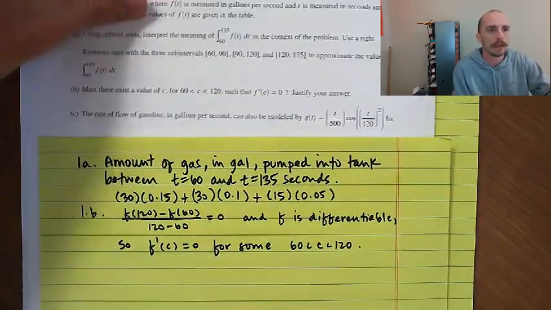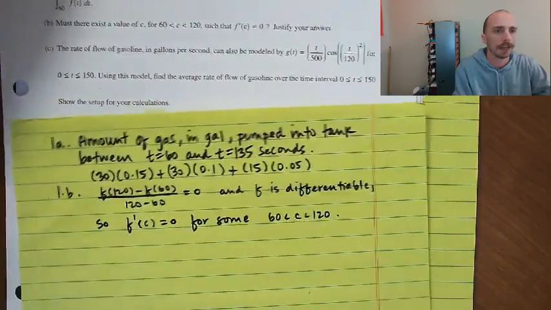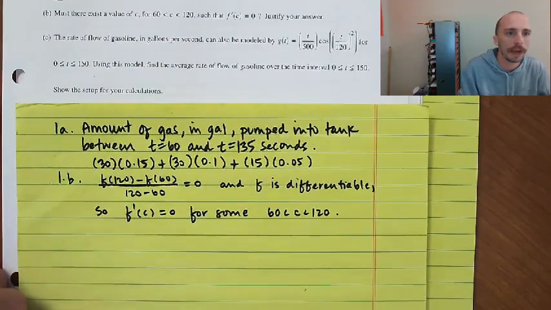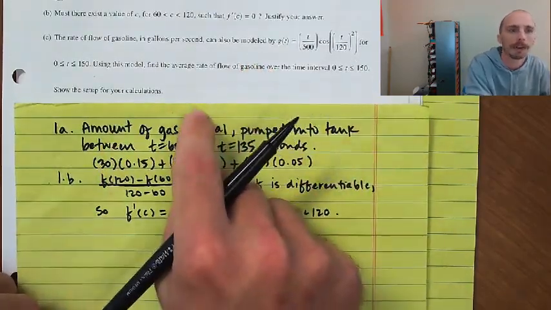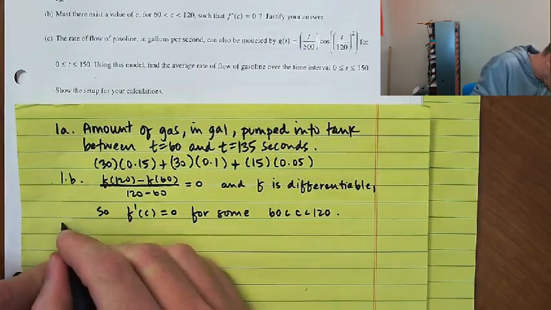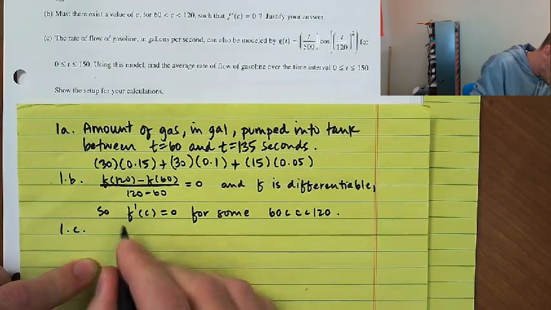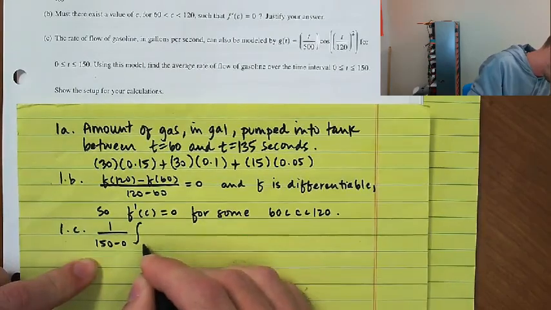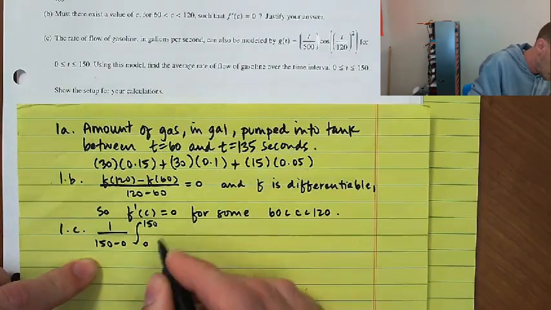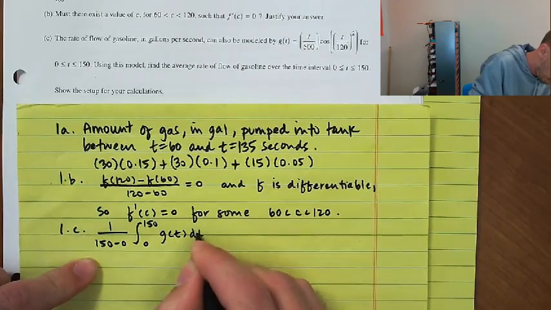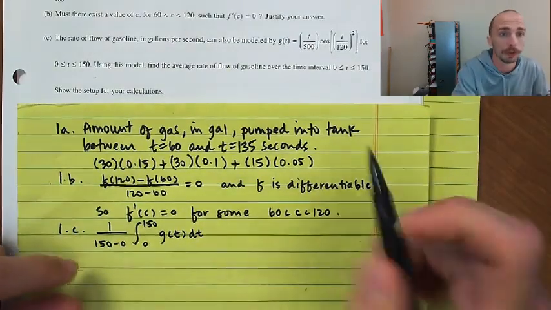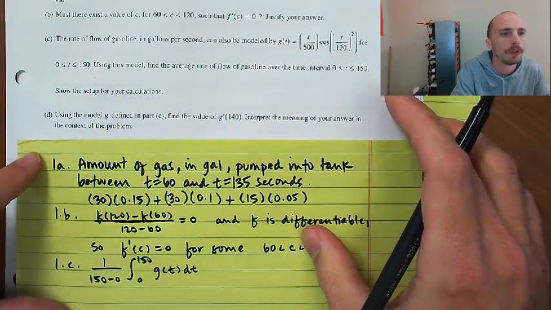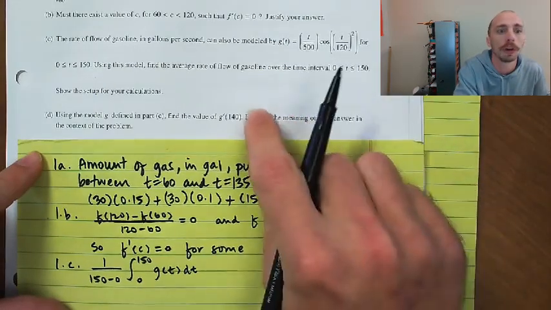Okay, part C. The rate of the flow of gasoline in gallons per second can also be modeled by this g of t function. Using this model, find the average rate of flow. Okay, so rate is g, average rate will be the average value of g. So we're going to say, all right, average rate of flow is going to be 1 over 150 minus 0, average value integral, 0 to 150 of g of t dt. And, you know, I'm going to use the calculator for this because we don't know how to anti-differentiate that. We don't want to do that at all.